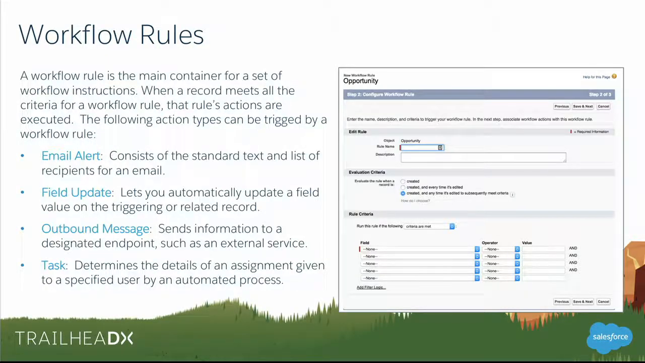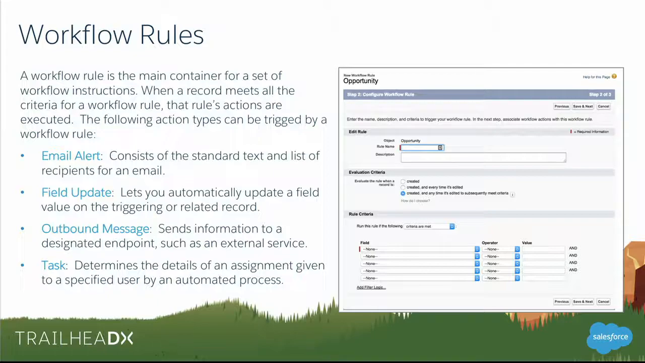So a little more on workflow rules. A workflow rule is a set of instructions. You're going to create a workflow rule, and here we can see an example of a workflow rule. We've got the rule. It's got some evaluation criteria. It's going to happen every time a record is created and any time it's edited subsequently where it meets the criteria. And you can set up different rule criteria.